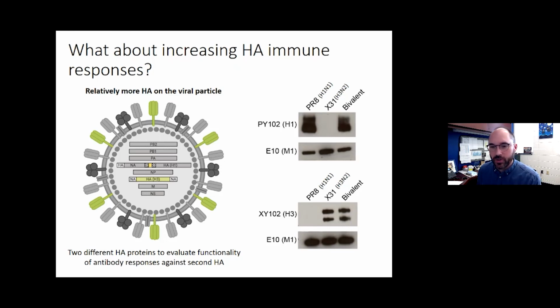So on the top right, I'm showing you a Western blot where I'm comparing the dual HA virus, or the bivalent virus, to a parental H1N1 virus. And you can see that there's approximately the same amount of hemagglutinin as the parent, which only has 1 hemagglutinin. And on the bottom is the H3 parent. And again, we're getting as much hemagglutinin on the dual HA virus particle normalized to the structural protein M1. So this is a virus particle which now just has twice as much hemagglutinin. Next slide.